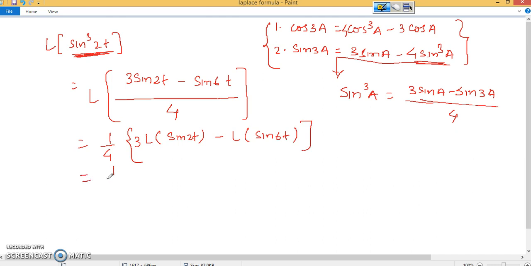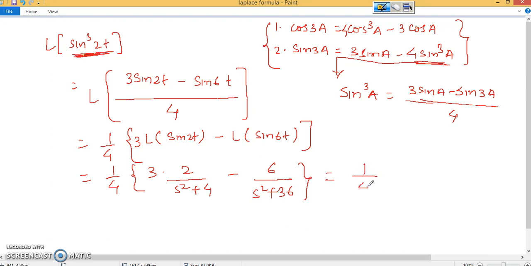So we can write 1 by 4 as it is, 3 is constant, sin 2t Laplace is 2 by s square plus 4, minus sin 6t Laplace is 6 by s square plus 36. So we can write here 1 by 4, 6 by s square plus 4 minus 6 by s square plus 36. We can take the common and we can cancel it. This is also fine.